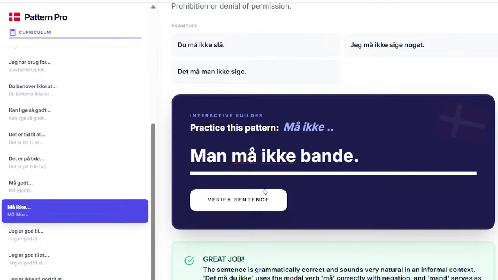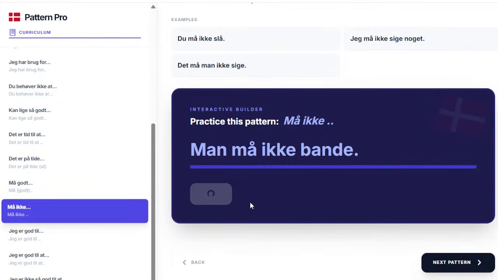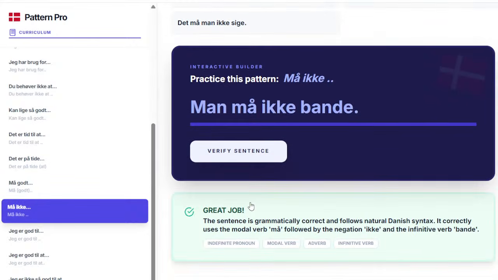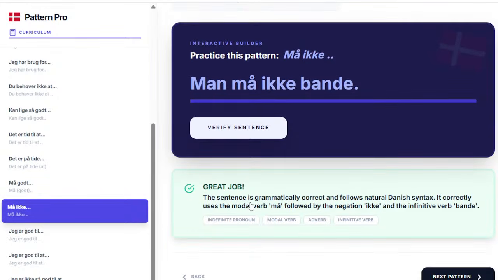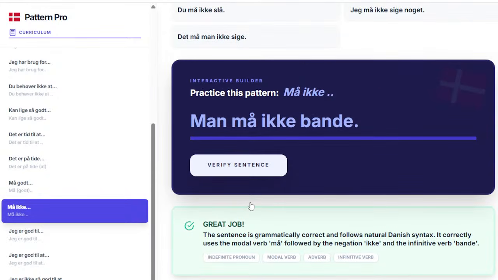Now, man må ikke bande. I highly disagree with this, but some people say it. Man må ikke bande. You mustn't swear. Curse words. So very often in society, if you talk about something that is sort of forbidden, then you say man må ikke. Not that it's illegal necessarily, but just that it breaks the rules. Cool. Okay, let's move on.